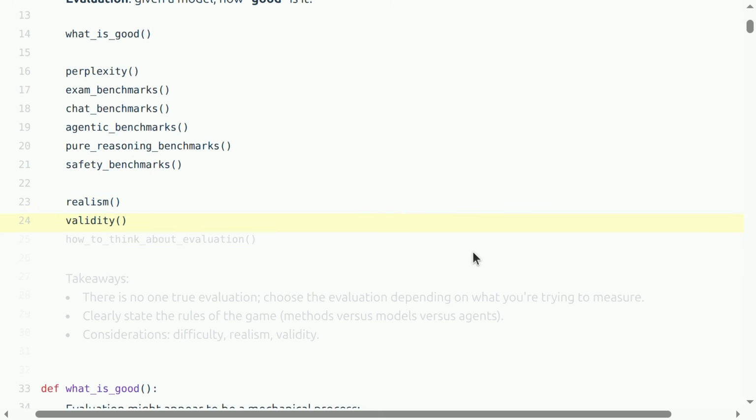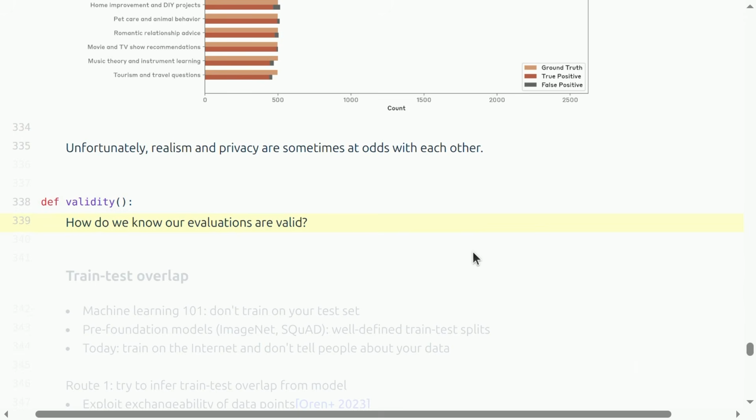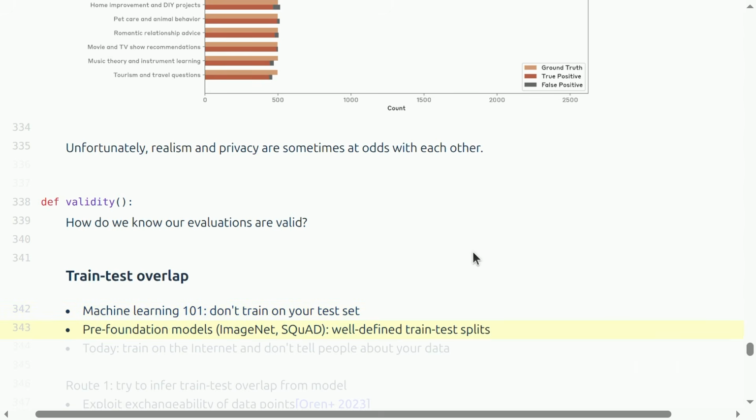Okay, so another consideration, which is another type of validity, is just in general, how do we know that the evaluations are scientifically valid? And this was brought up fairly early: train-test overlap, or contamination. So in machine learning 101, you learn don't train on your test set, hopefully. And before foundation models, this was actually pretty clear, right? With ImageNet and SQuAD and many benchmarks, there was always a train split and a test split, and everyone played the same game. You train on your training data, you test on your test data.